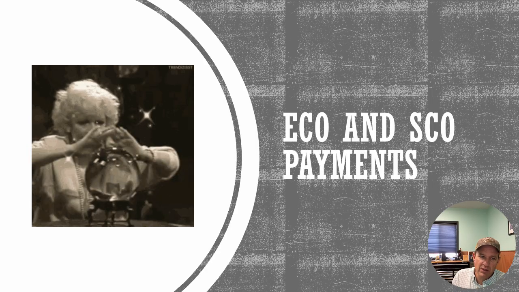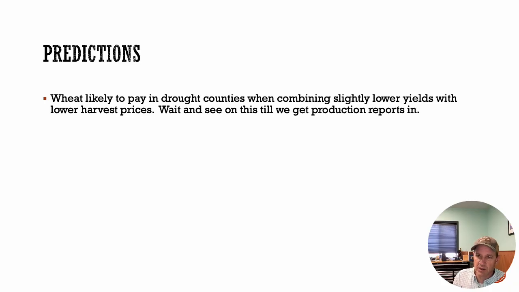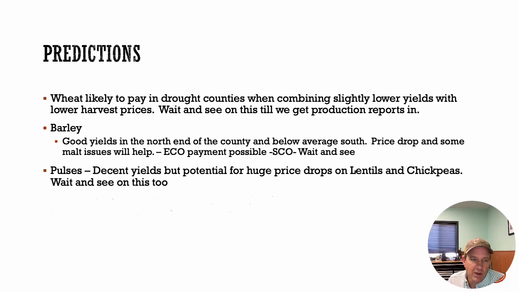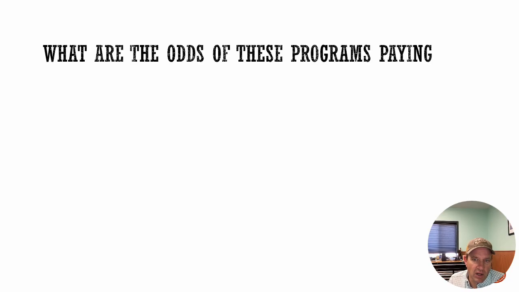SCO and ECO payments for next year. This is the hardest year I've ever seen to predict that, because parts of these counties were really pretty good, parts quite bad. So really it's kind of in a wait and see mode for these. But when we get all the production numbers in from you guys, then I'll have a really good grasp of where we're at. I can data mine some of that, and I'll let you know what to put on your budget sheets for those crops.